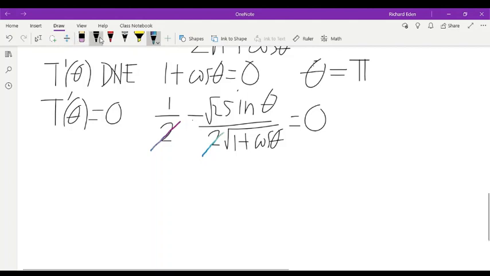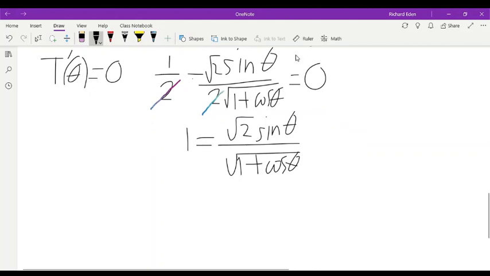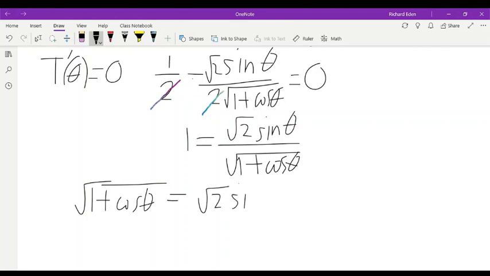Normally I wouldn't do this, but I have 15 minutes for this video, otherwise I'm going to have problems uploading this, so you could cancel out the 2's. So then you're going to have the following. 1 is equal to square root of 2 sine theta over the square root of 1 plus the cosine of theta. So therefore, the numerator and denominator are the same. So you have the square root of 1 plus cosine theta is equal to the square root of 2 sine theta. So many radicals there, so let's square both sides.